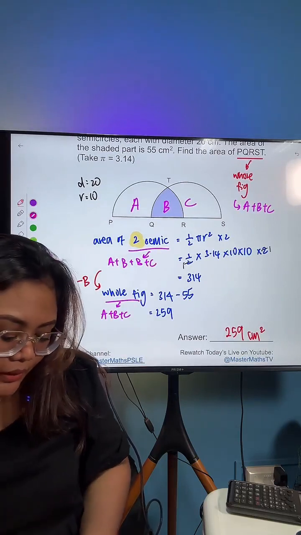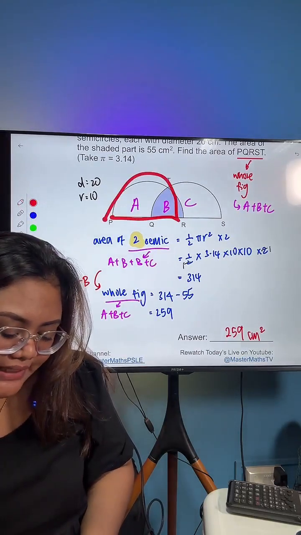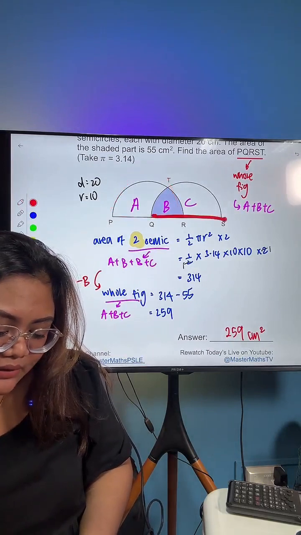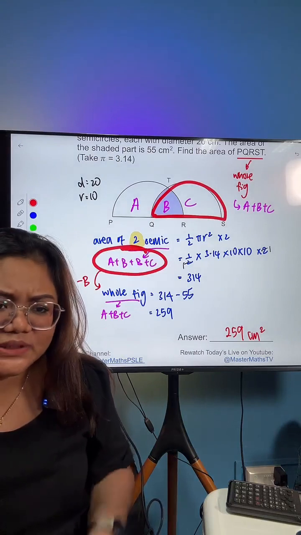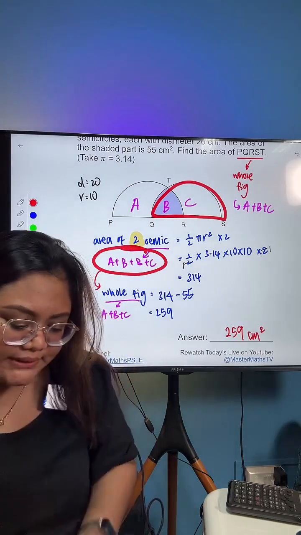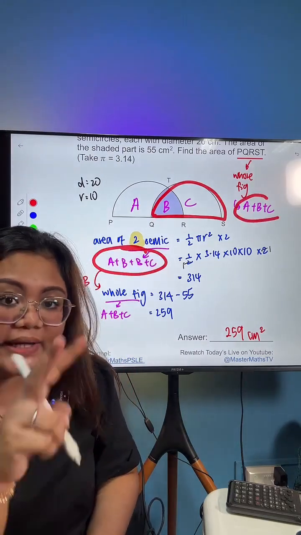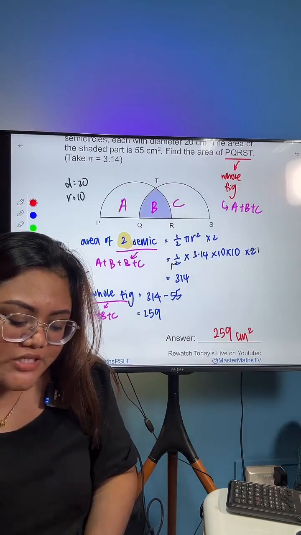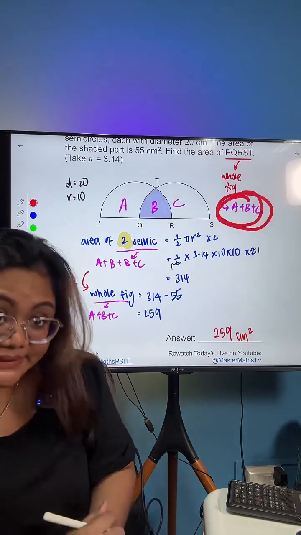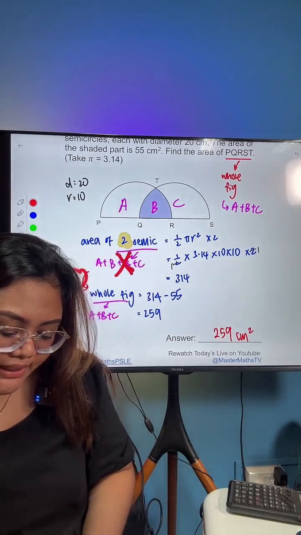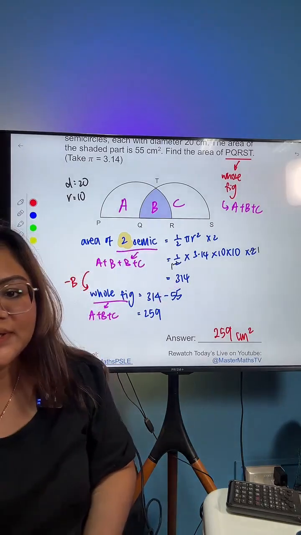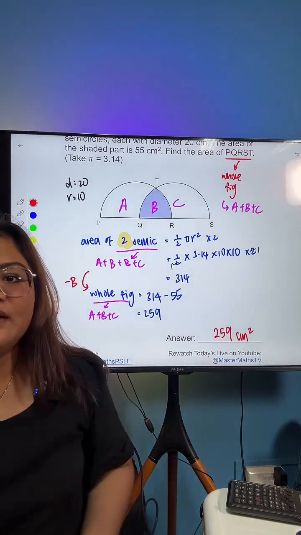So one more time, one semicircle is A plus B. Another semicircle is B plus C. So we got A, B, B, C. I don't want 2 B's because they're overlapping. I only want the whole figure that I see. So that's A plus B plus C. So I want to get rid of one of them, which means I take away 55. That's all. Clear, everybody? All right.